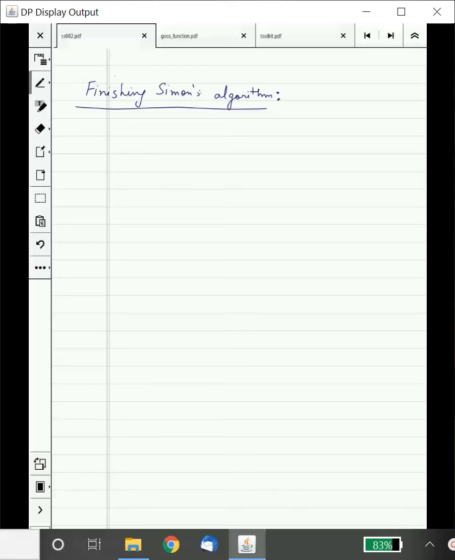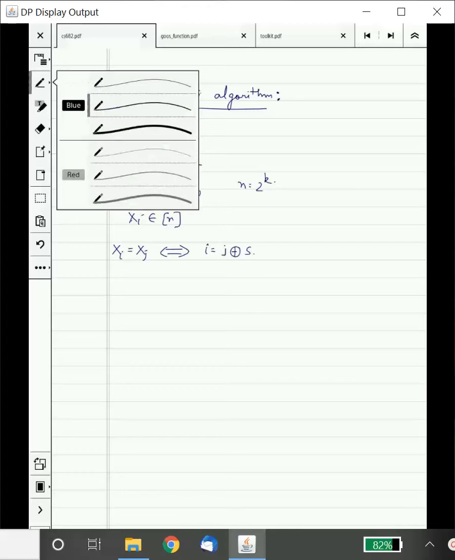We saw Simon's problem last time and a proposed algorithm for it. What was Simon's problem? We had an input, let's say x1 to xn, where n was equal to 2 to the power k, such that each xi was in itself a value between 1 and n. Given this, we were also given a promise that xi is equal to xj if and only if i is equal to j plus s for a hidden shift s.